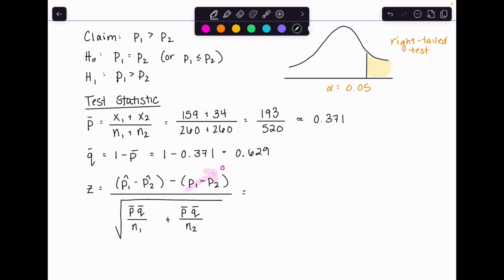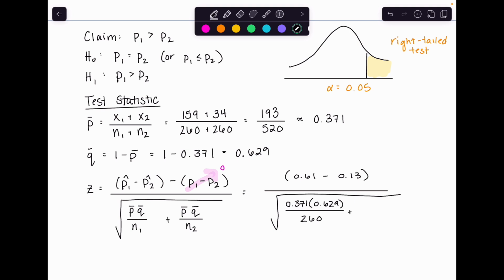So plugging all our numbers in the top, the first percentage is 61%. For latex gloves, that sample is 13%. And then we just figured out these numbers on the bottom. P bar is 0.371. Q bar is 0.629. And then N1 is going to be 260. And it happens to be the same thing for the second. In the top, it'll always be different, but in the bottom, it happens to be the same sample size.